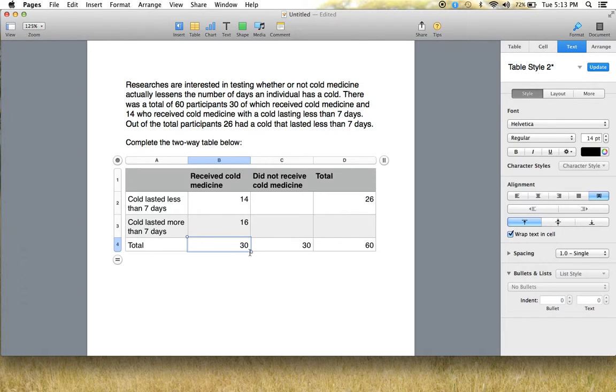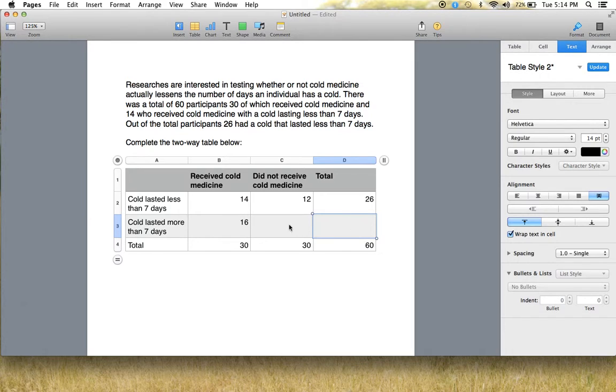All right, next I'm going to just go up here. We know that there's a total of 26 participants whose cold lasted less than 7 days, and we were also told that 14 of those received cold medicine. So, to equal the total of 26 that we were told had a cold that lasted less than 7 days, 12 of them must have not received cold medicine.